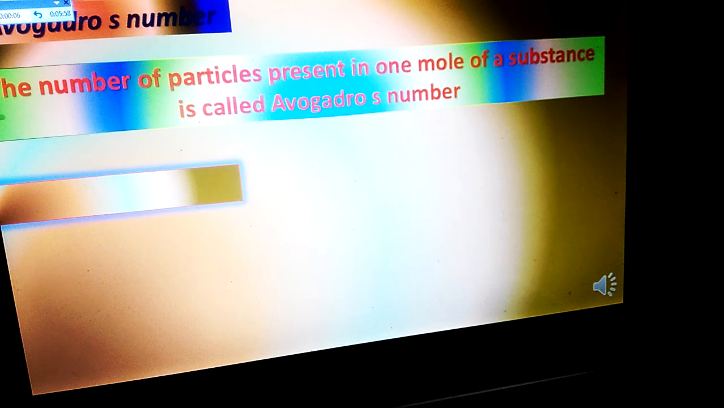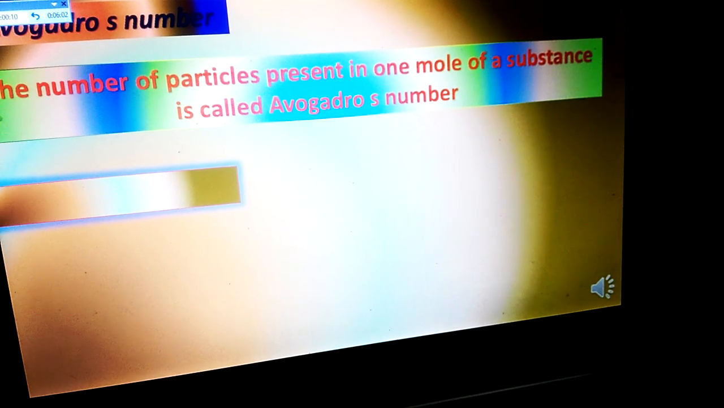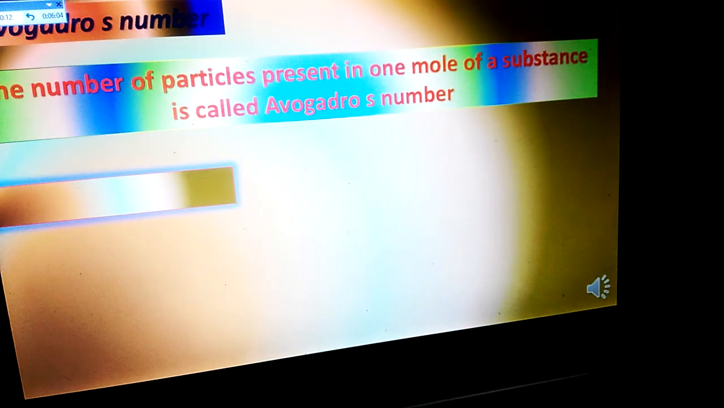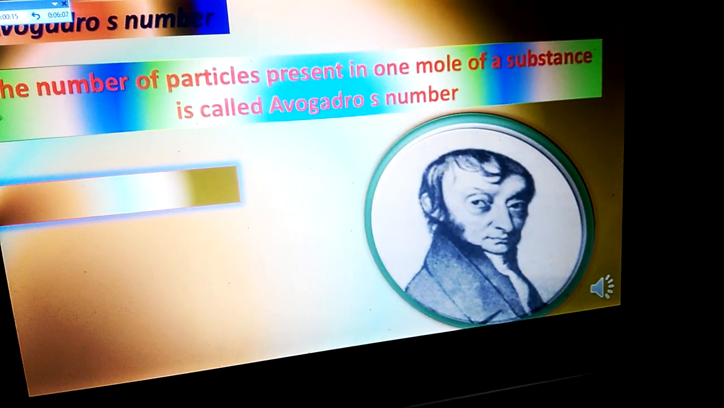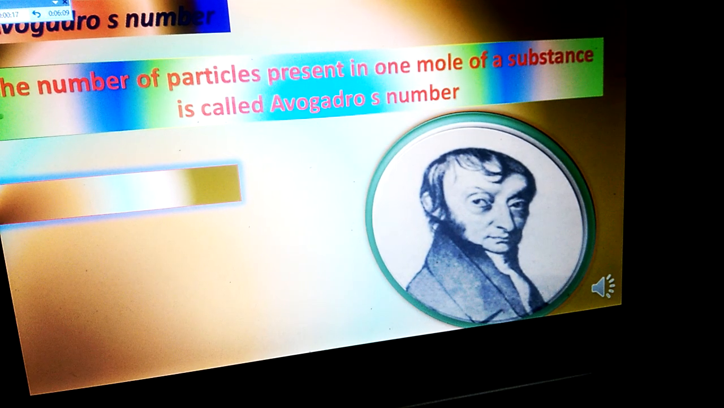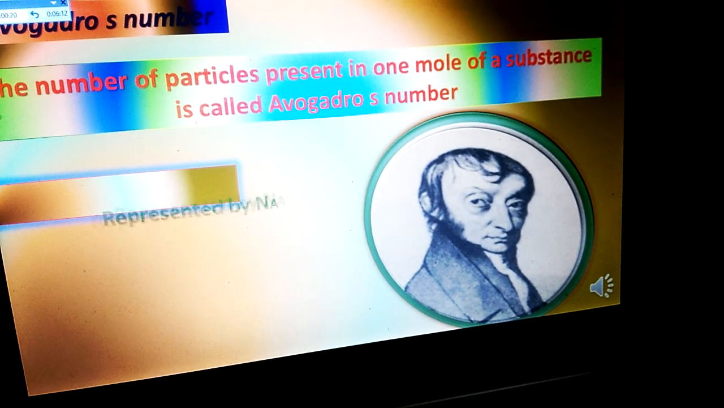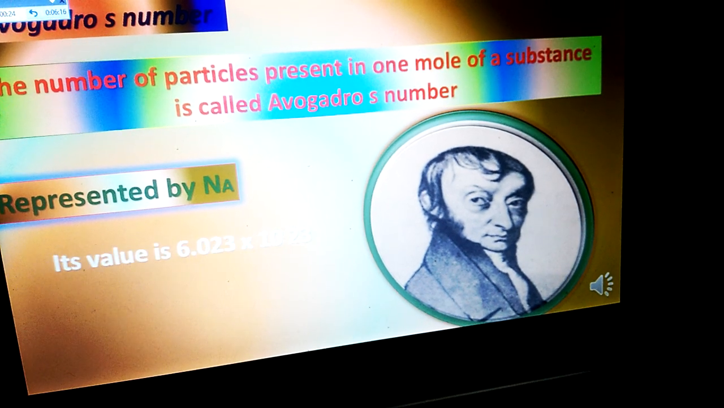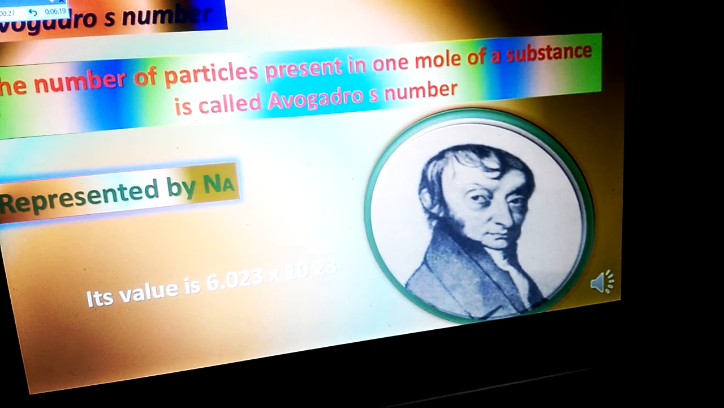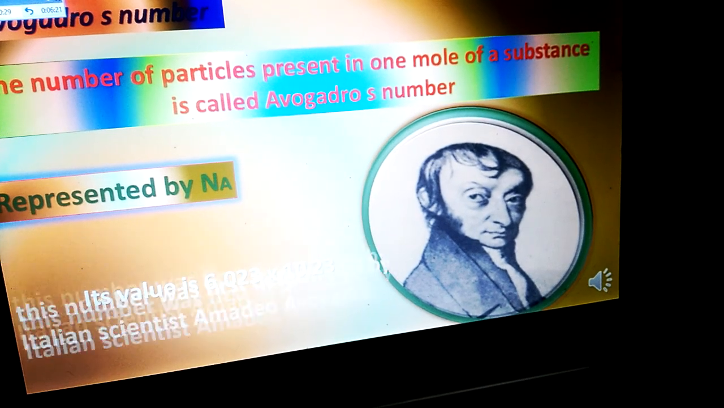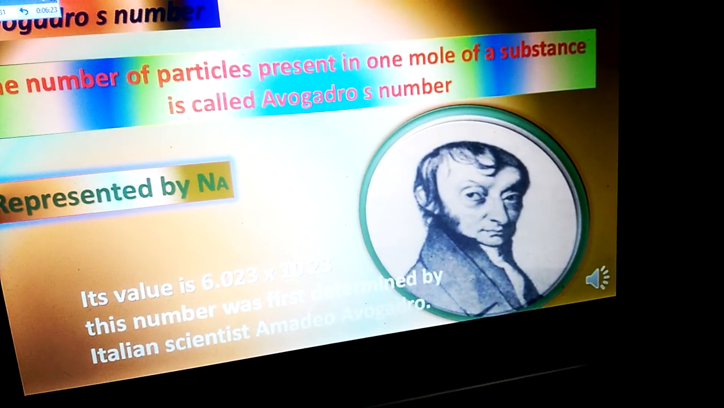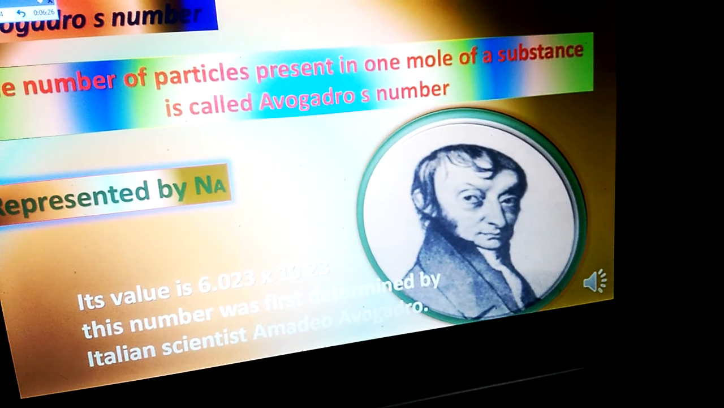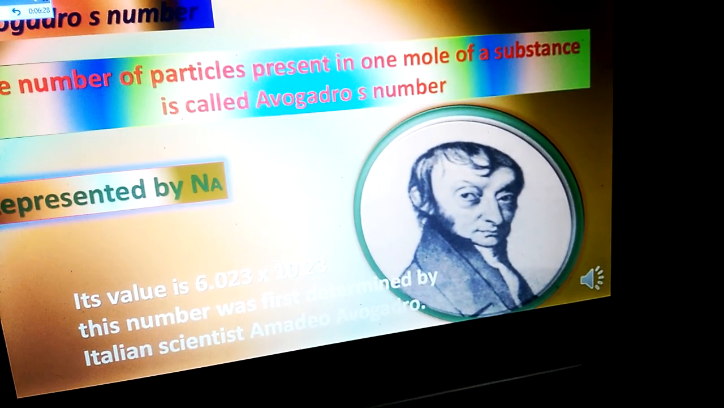What is Avogadro number? The number of particles present in 1 mole of a substance is called the Avogadro number. This was first presented by Avogadro and is represented by capital NA. Its value is 6.023 multiplied by 10 raised to power 23. And this number was first determined by the Italian scientist Avogadro.